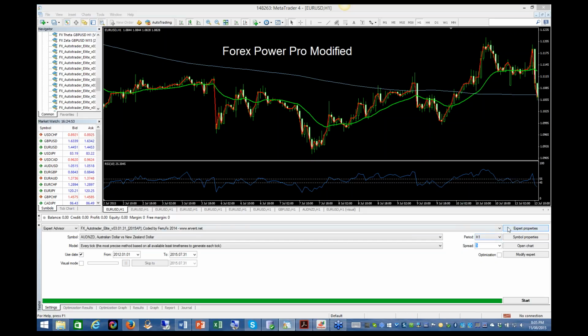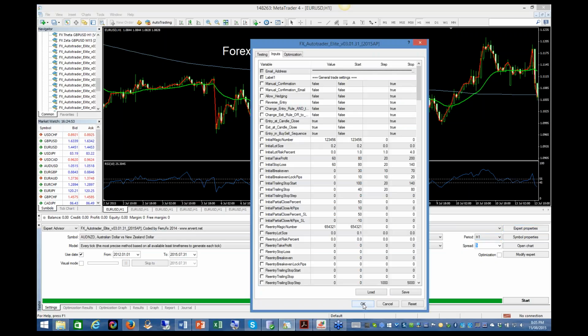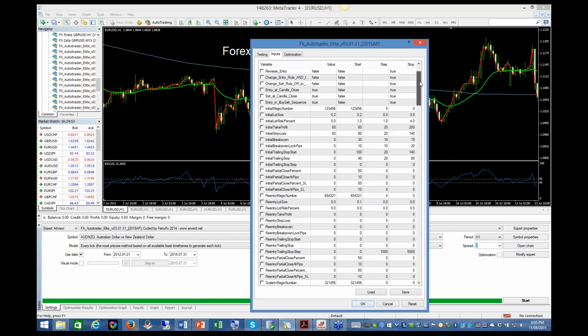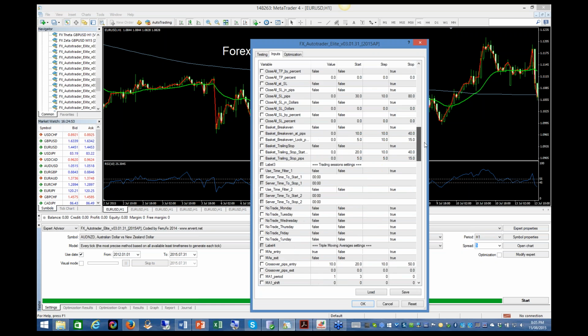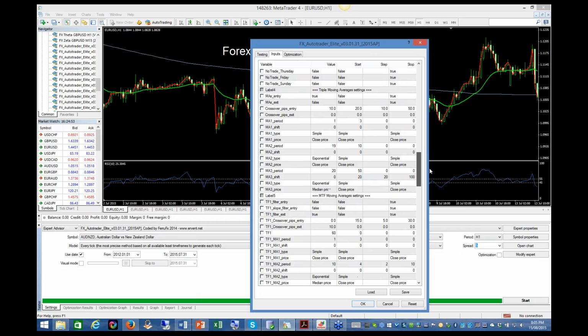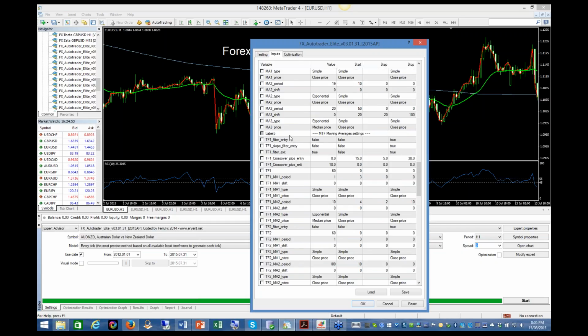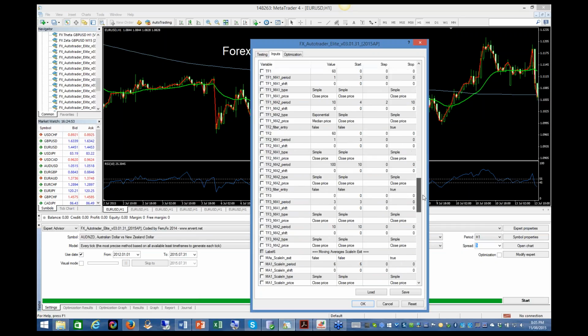Okay, so the question is, how can we add it? If we go to our expert properties, the dialog box of the expert advisor of the Order Trader, and scroll down, I have a module called label 5, which is multi-time frame moving averages. I'm using one of them already for the strategy, but as you can see, I have a time frame 1, which I'm using already, a time frame 2, and a time frame 3.